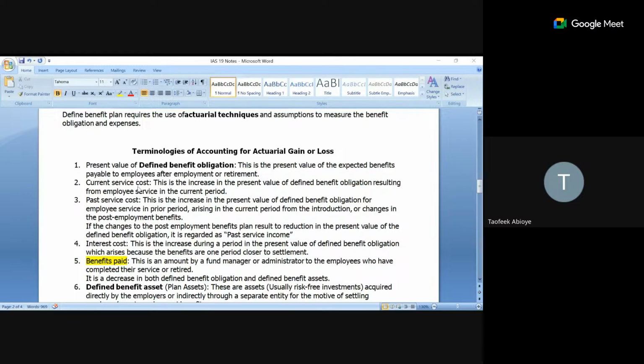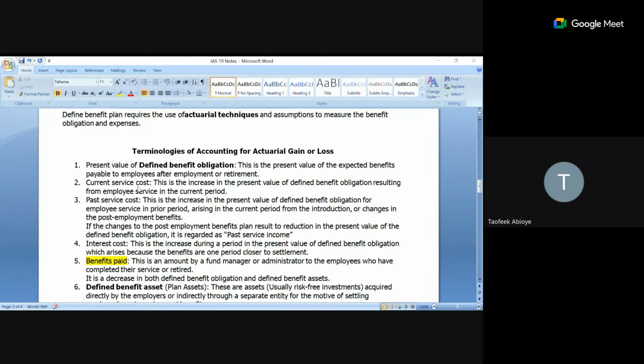So that benefit paid will reduce our pension obligation. Let's say, for instance, the total pension obligation we need to settle is 100 million. Now, one of our employees has retired, and we now want to pay him or her. If we pay him or her 5 million, will it reduce our 100 million or increase it? It will reduce it. How much? 95 million. So that is why benefit paid will reduce your pension obligation.